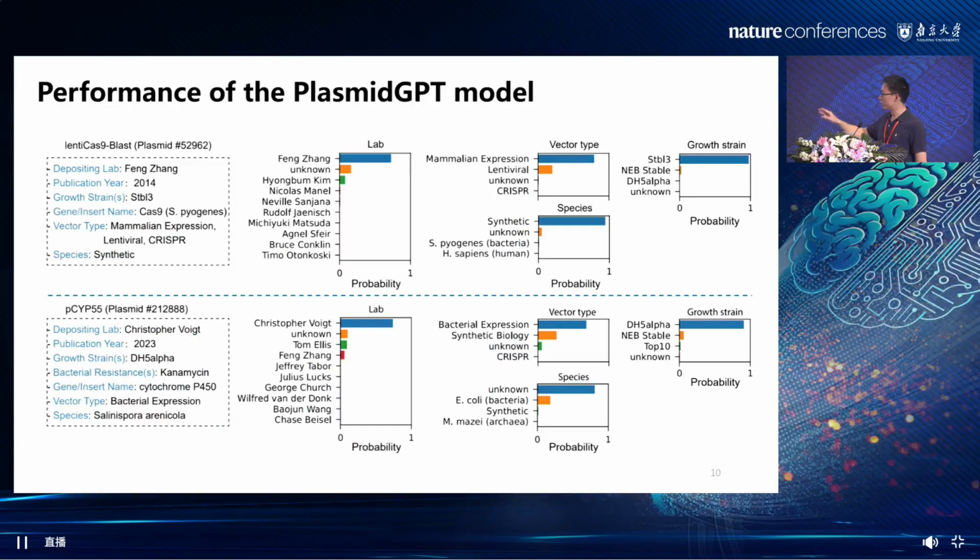And here are also two examples of the plasmid feature prediction task. We have two plasmids that are not in the training data set, and we have the ground truth on the left, and we use our model to predict the features of this plasmid, such as which lab it comes from. And we also have a Colab notebook that makes it easier for you to do this prediction. You can just copy-paste the plasmid sequences into your web browser, and it will do all the prediction for you.